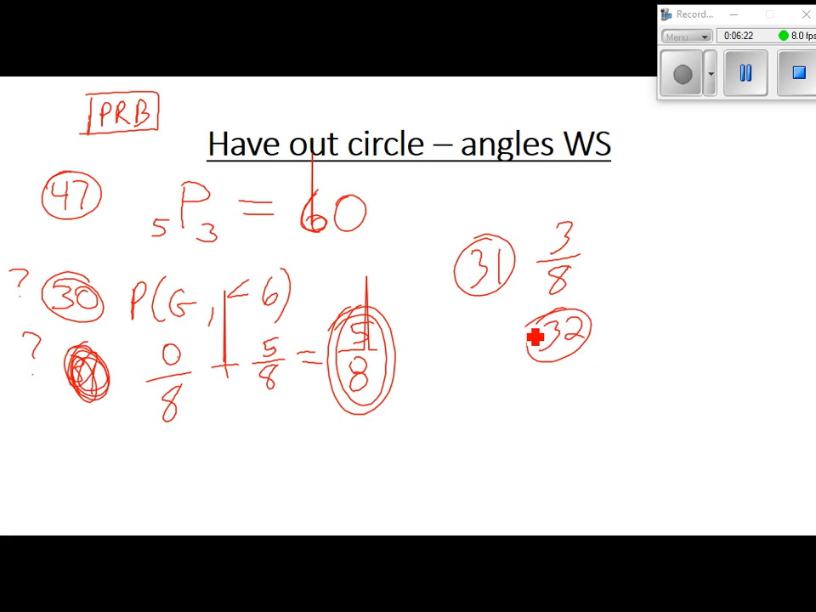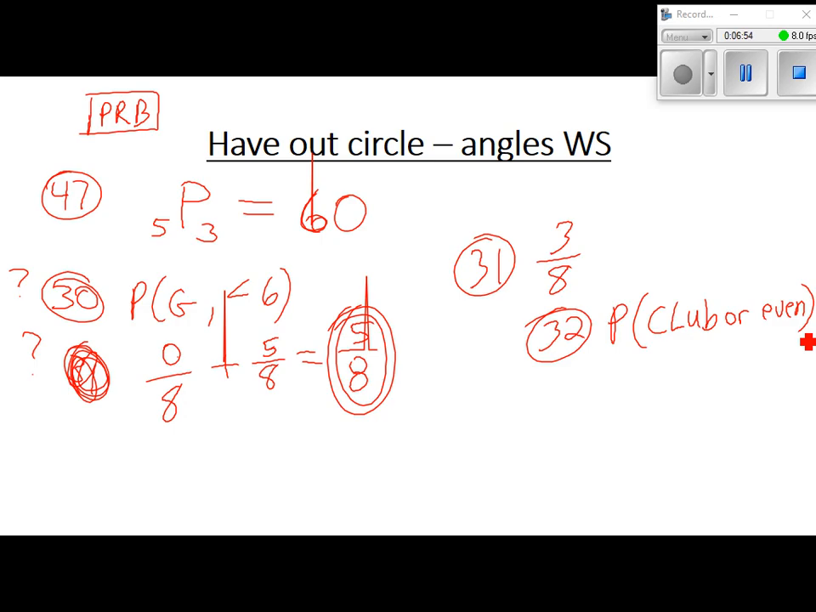32. A card is drawn from a standard deck of 52 cards. Find the probability that the card is a club or an even number. So we want the probability it's a club or even. How many times am I drawing from my deck of cards? One. How many times am I drawing? 1.